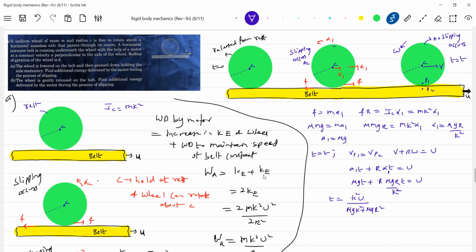What is our question now? It's asking for the kinetic energy, no? Finally, when the kinetic energy is acquired, for that we needed the time. Once you know that time, you can calculate that velocity: v is equal to a1 t, where a1 is mu g. Or can we directly say F into Ut will be the additional energy? U is the velocity of the conveyor belt.